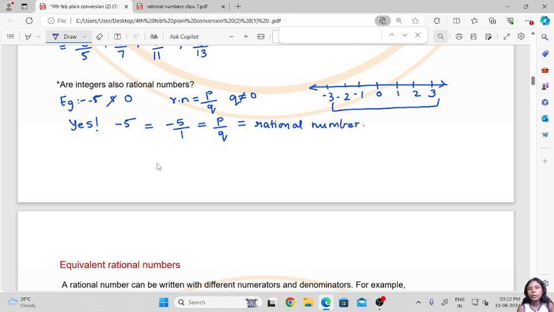Okay, so any single digit number, if we write it upon 1, its value will still remain the same. So in that case we can still write it in p by q format, and yet it becomes a rational number. Now say we have 0. Now here one thing we have to remember is that q can never be 0. That is, in the denominator we can never have 0, but we can still have 0 in the numerator. So if I write say 0 by 2 or 0 by 11, these are still valid rational numbers.